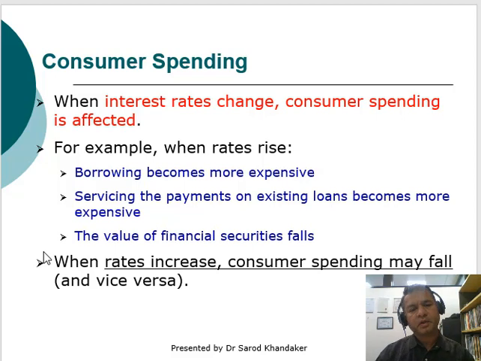The same thing will happen for consumer spending. When the interest rate changes, consumer spending will be affected. For example, when the rate rises, borrowing becomes more expensive, because an extra amount of money will go towards the servicing of the loan. So servicing the payments on the existing loan becomes more expensive, and the value of financial securities will also fall.